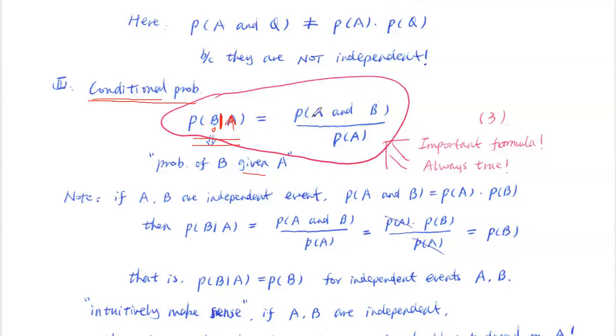The formula is equal to the probability of A and B. What does that mean? The probability of A happening and also B happening. That's the meaning here, divided by the probability of A. Everybody, be careful with the notation here. We are asking the probability of event B happening given A. So given something, divided by something. You don't want to divide by the probability of B. That's the one part I want to emphasize here.